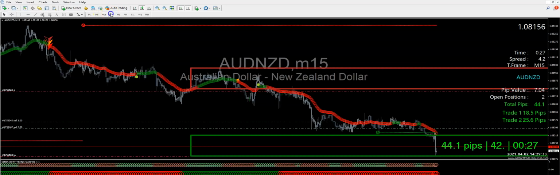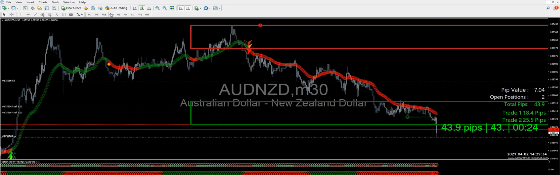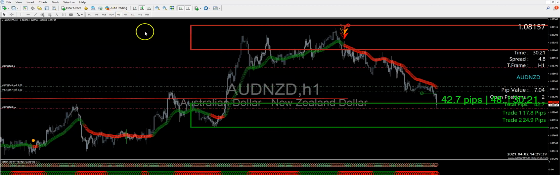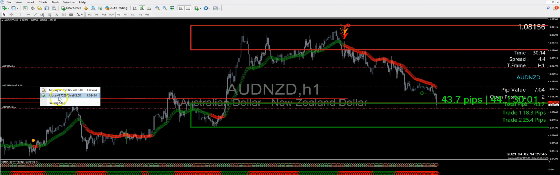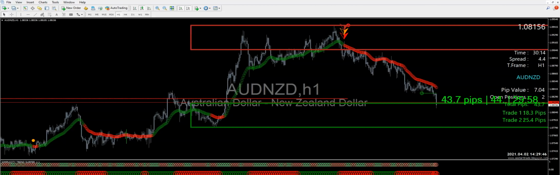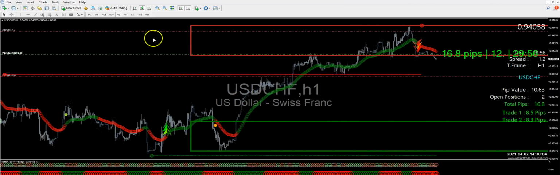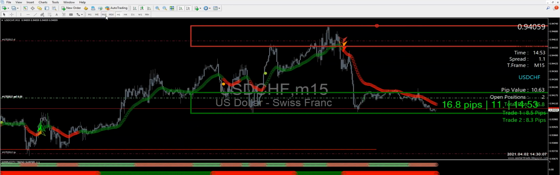Okay, here we go, you guys. I told you. So this is AUD NZD, and you can see 43 pips. I'm going to close these trades right here. So let's go ahead and close these out. NFP is coming. And then let's look at USD Swiss. And as you can see, I'm up about 17 pips on that one. So not bad at all.